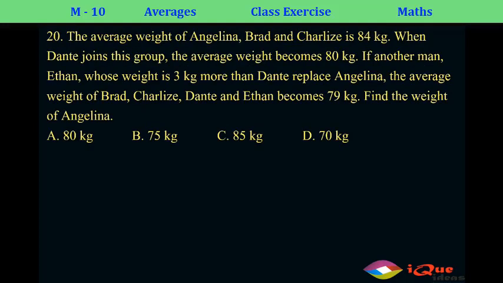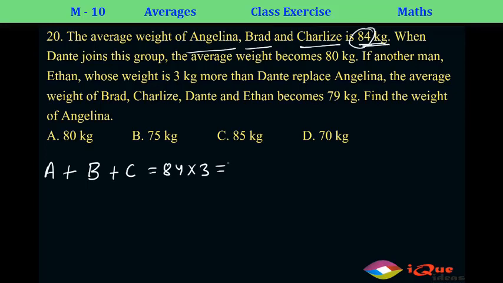Now this question says the average weight of Angelina, Brad and Charlize is 84. So that means the sum of Angelina, let's say A, Brad is B and Charlize is C, that would be equal to 84 into 3. We have done such questions earlier also. So for 3 people, the average is 84, so the sum of those 3 people will be 84 into 3, that is 252.